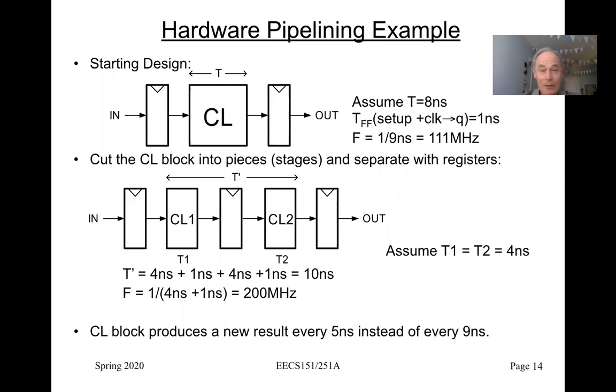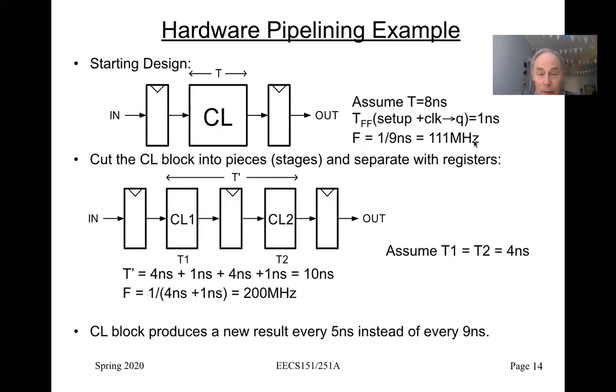I'll demonstrate that by looking at this design here. Here's a simple design that has an input register, an output register, and a combinational logic block. We'll assume that the delay through this combinational logic block is 8 nanoseconds, and that the setup time plus clock-to-Q for these flip-flops is 1 nanosecond. So from that, we know that the clock period is going to be 9 nanoseconds, because we have 1 nanosecond overhead for the flip-flops plus 8 nanoseconds to get through the combinational logic block. So the frequency would be 1 over 9 nanoseconds, or 111 megahertz.